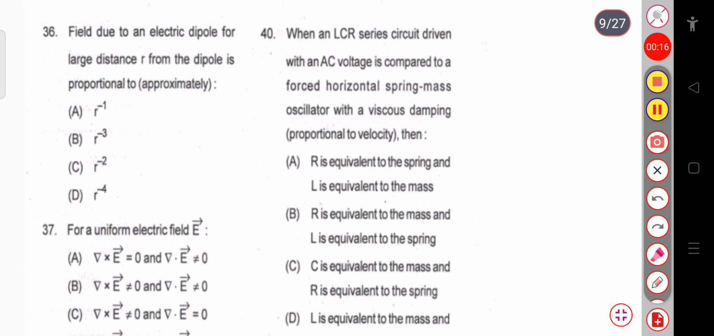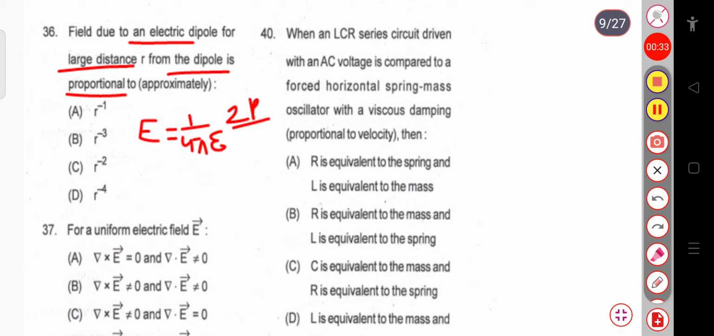The first question is: the field due to an electric dipole for a large distance r from the dipole is proportional to. So for the electric field, if you calculate it, E equals 1 by 4 pi epsilon naught into 2p by r cube, that is for the electric dipole. The electric field is proportional to r power minus 3.